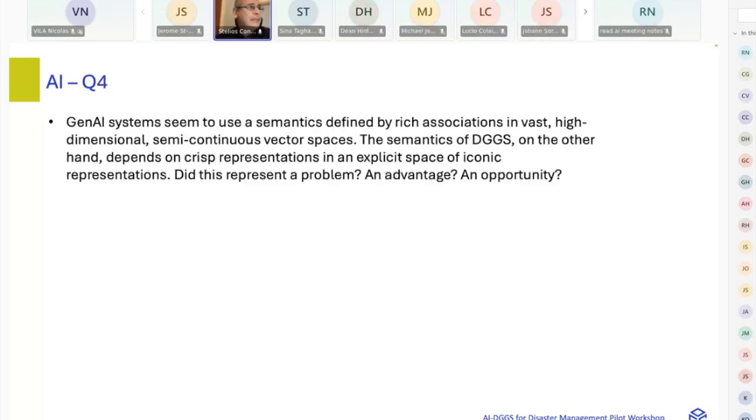Gen AI systems seem to use a semantics defined by its associations in vast, high-dimensional, semi-continuous vector spaces. The semantics of DGGS, on the other hand, depends on crisp representation in an explicit space of iconic representation. Did this represent a problem, an advantage, an opportunity?